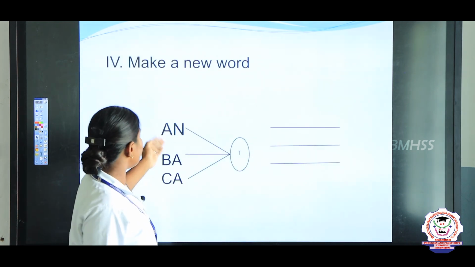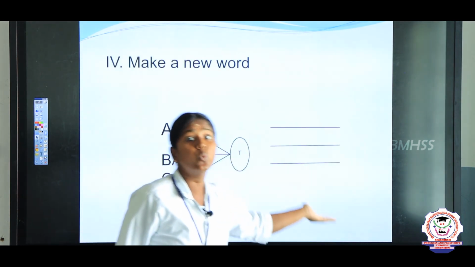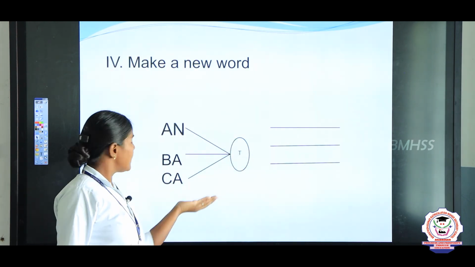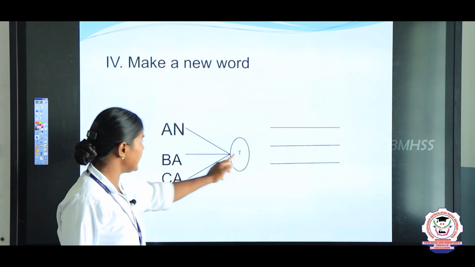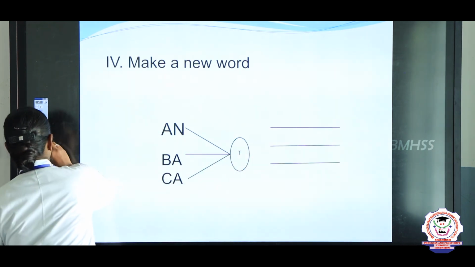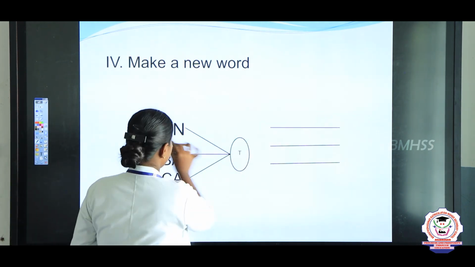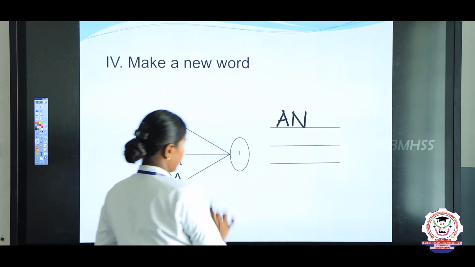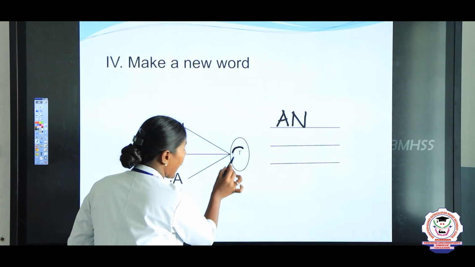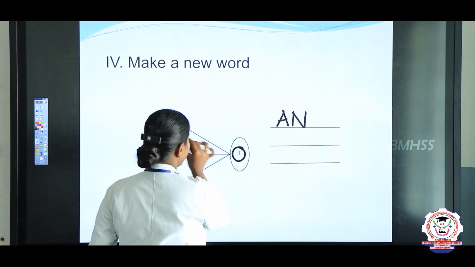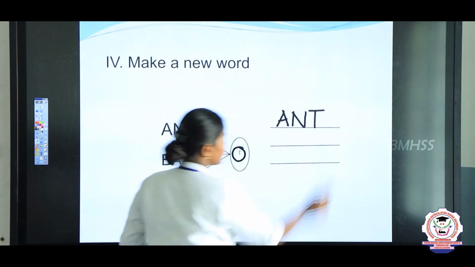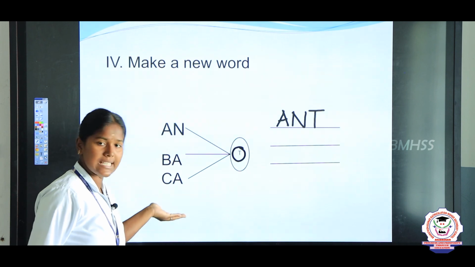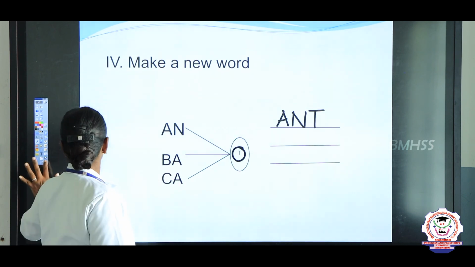Then the next Roman is, you are going to make a new word by adding T to the remaining letters. A-N-T, ant. Just take these letters and write here A-N-T. A-N, they have given, and you are going to add this T, okay? A-N-T, ant. So you made a new word. Like that, you are going to join this T to these 2 words also.